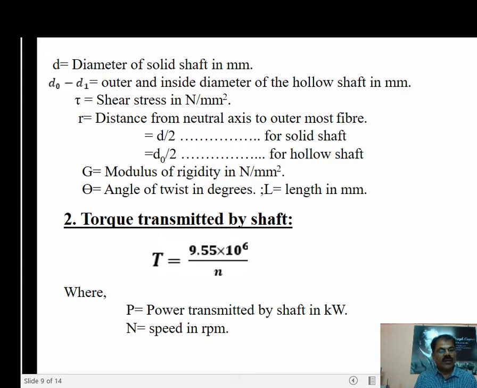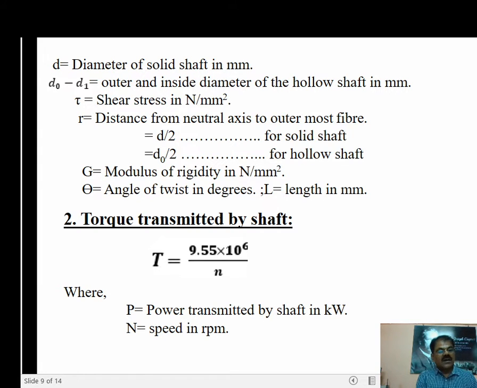R is equal to small r, the distance from the neutral axis to the outermost fiber. So that is the R. R is equal to D by 2 for a solid shaft, and R is equal to D naught by 2 for a hollow shaft.